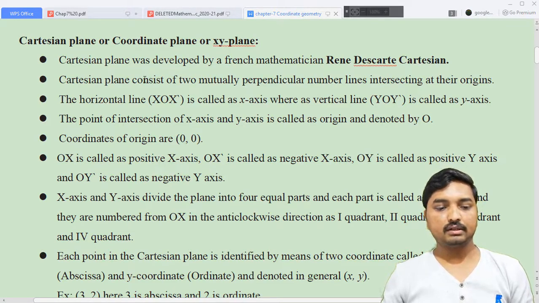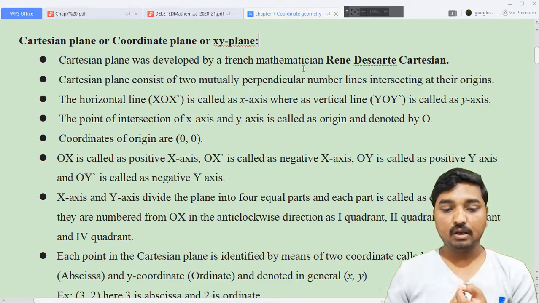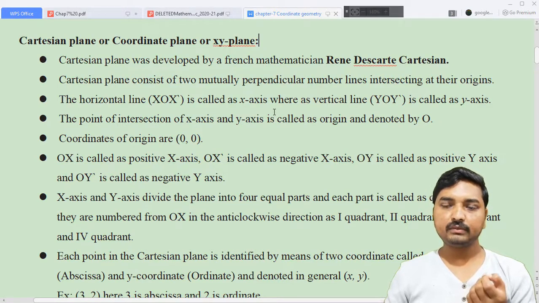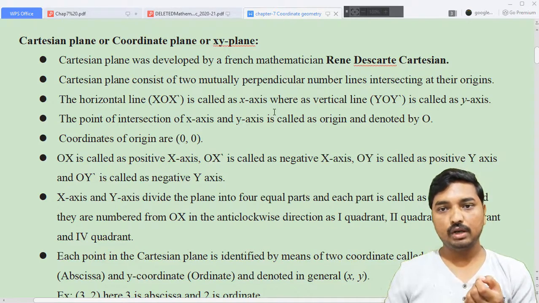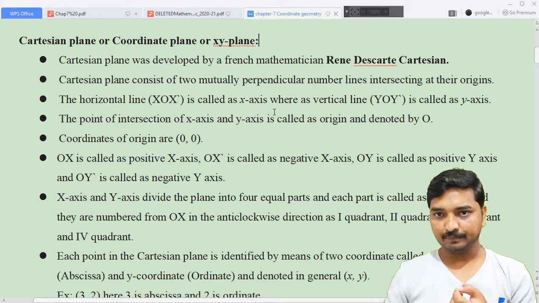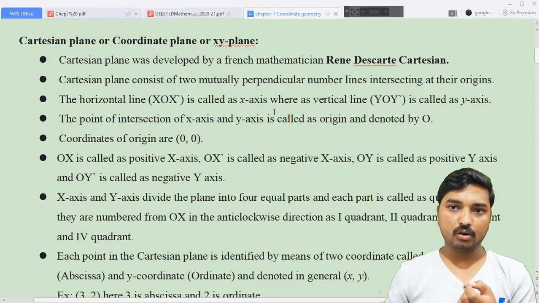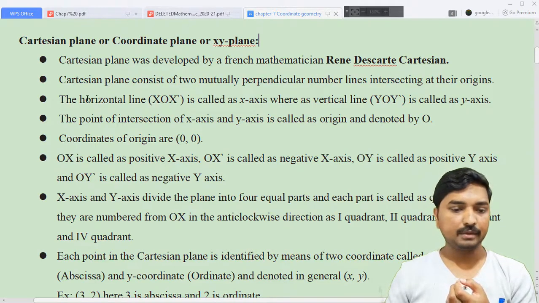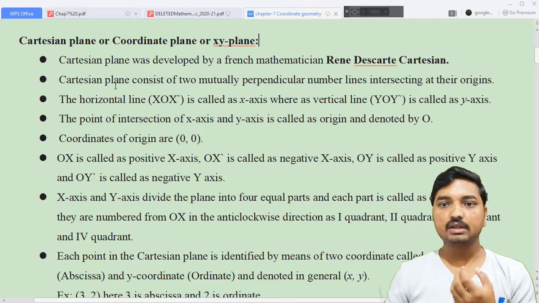Okay, so now look at the first point. The Cartesian plane was developed by a French mathematician, René Descartes. Some information about René Descartes is given in the 9th standard textbook for you. He is the first mathematician who developed the Cartesian plane, so in honor of his name, the plane is also named the Cartesian plane. The name Cartesian is because of the French mathematician René Descartes. And second thing, now let us see how it is formed.